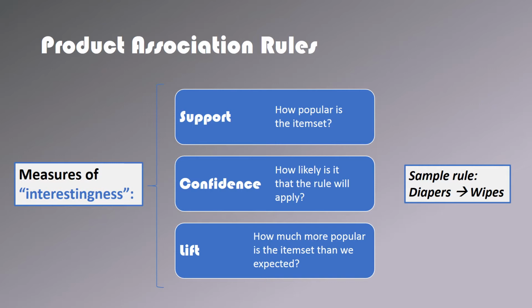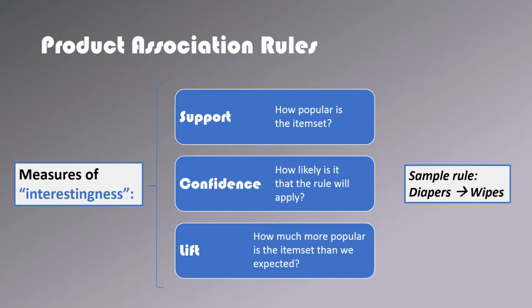Next, we look at confidence. How likely is it that the rule will apply? When a rule comes with high confidence, meaning that there's a high probability that the items will be purchased together, we want to look very closely at product placement to make it as easy as possible for the customer to buy the item set.